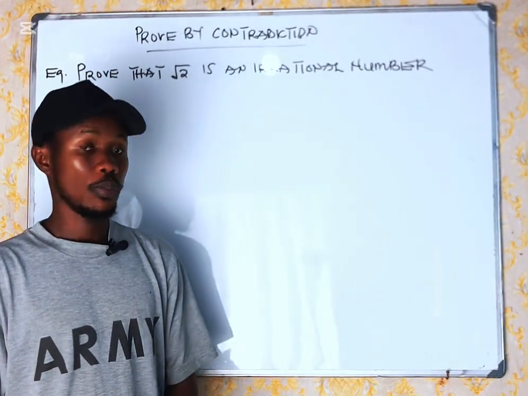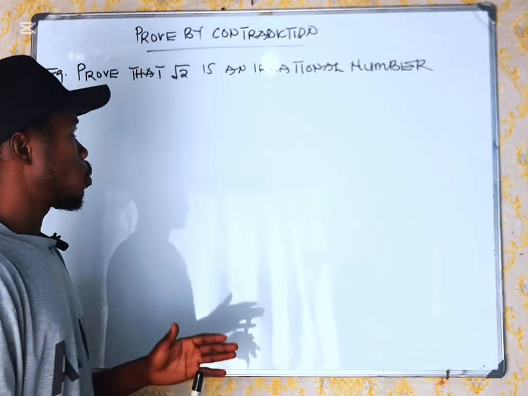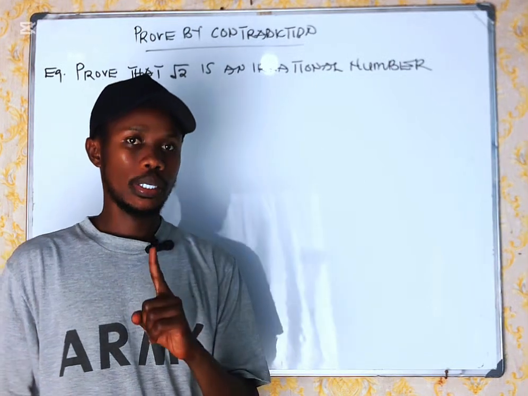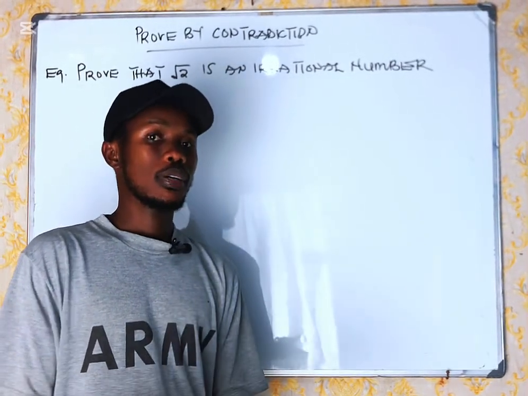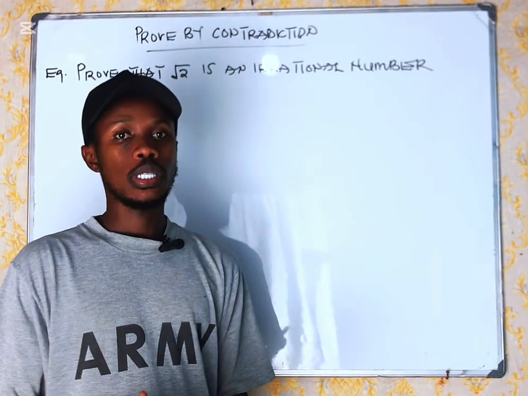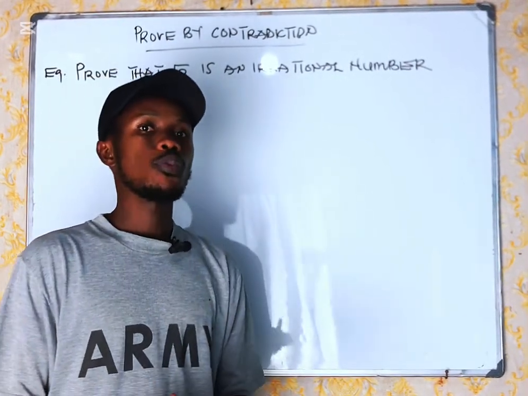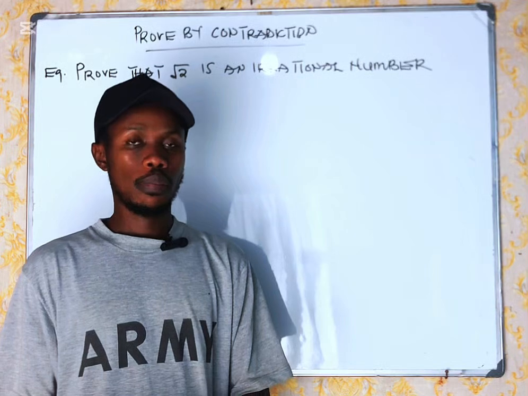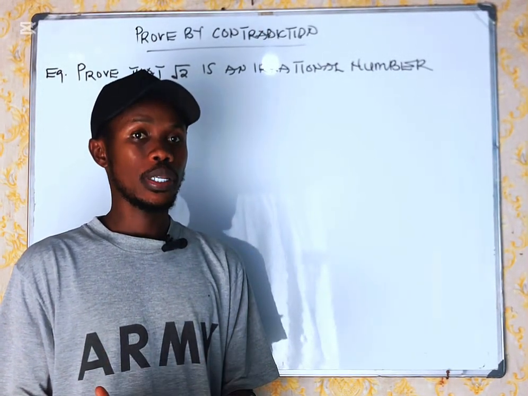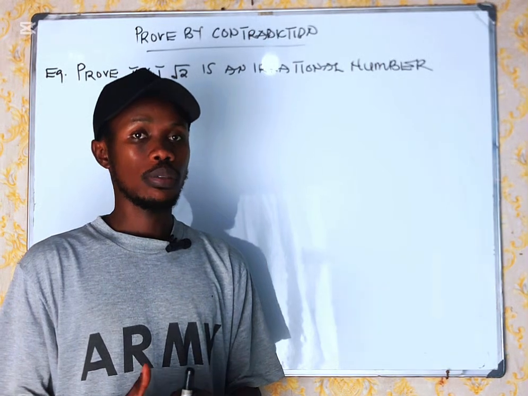If you want to use proof by contradiction, we know that indeed root 2 is an irrational number, but we will contradict ourselves by saying, let's assume that root 2 is a rational number. I hope you know what irrational number and rational number is. We all know that rational numbers can be expressed in fraction form.